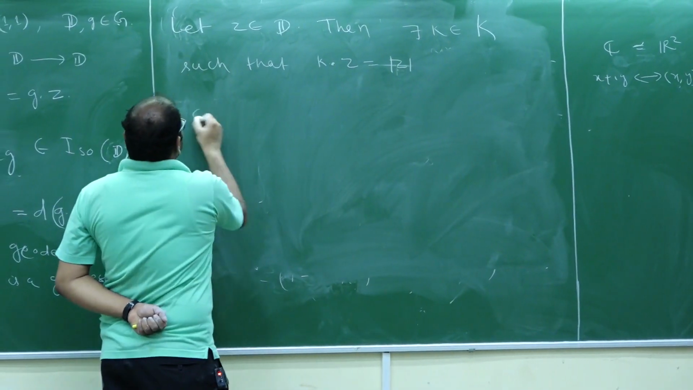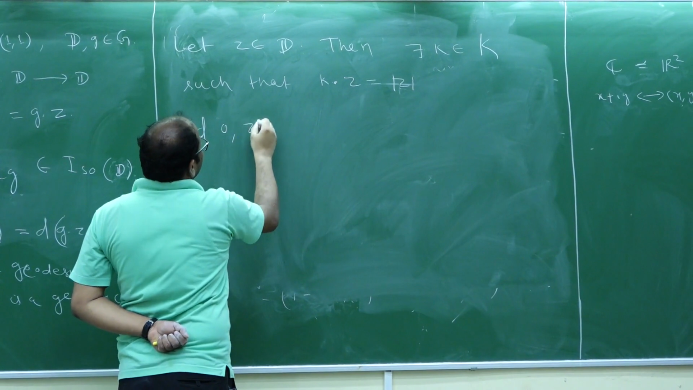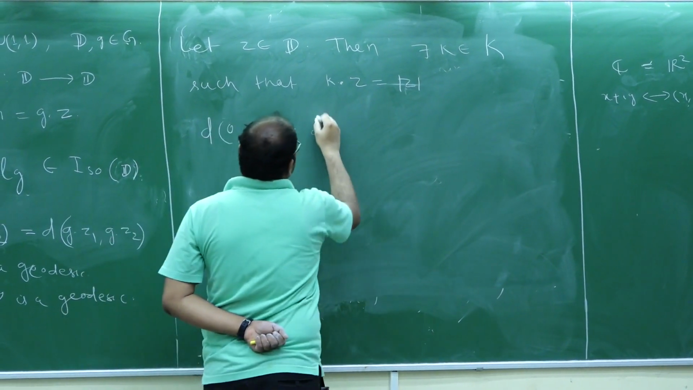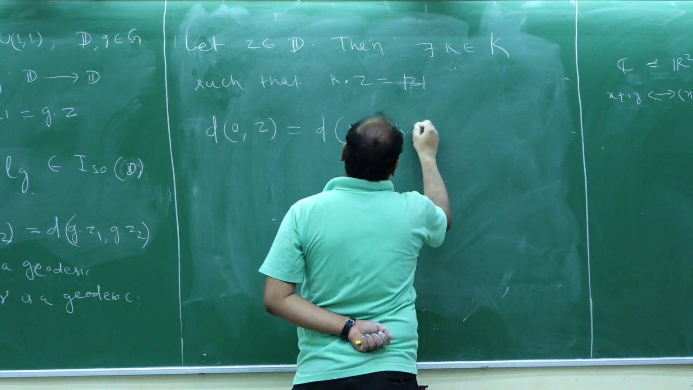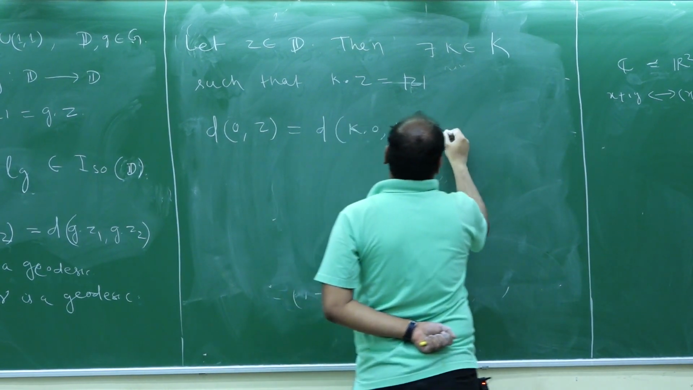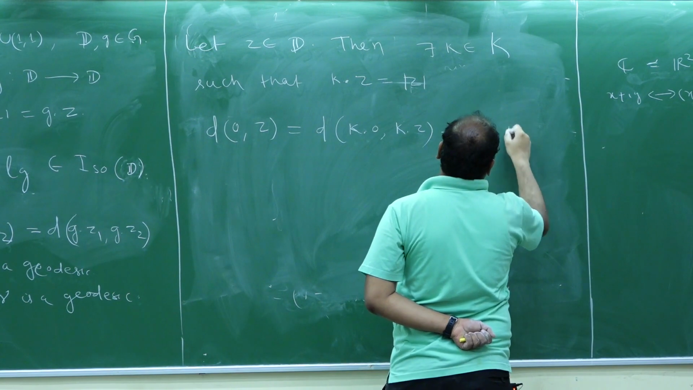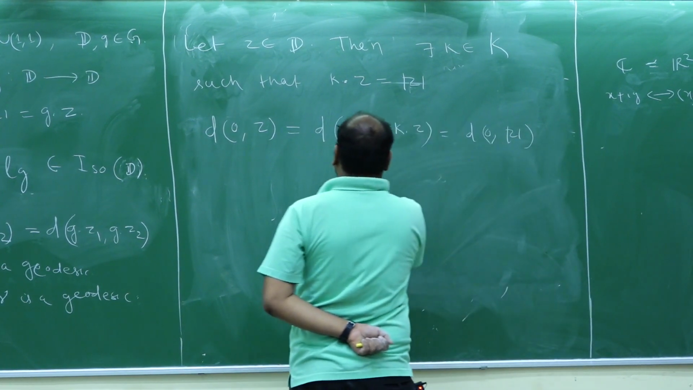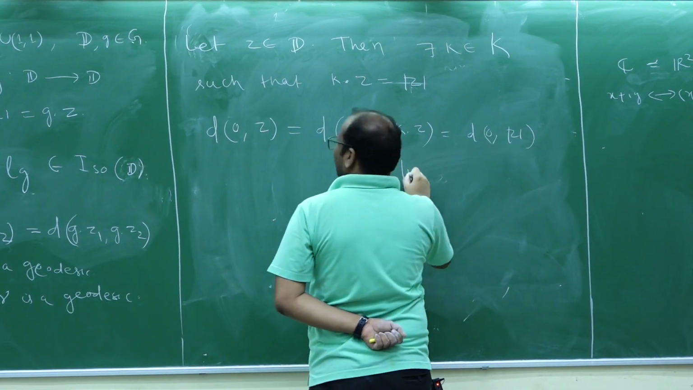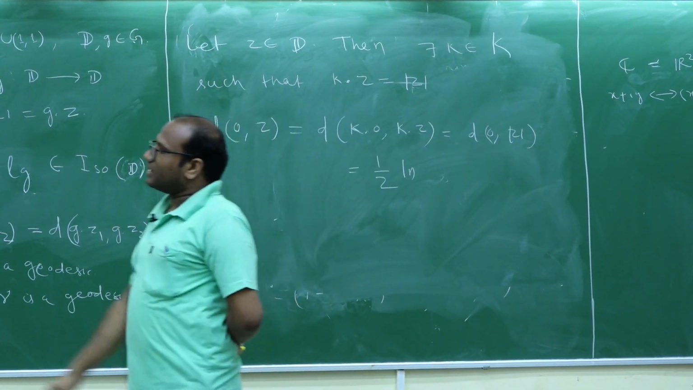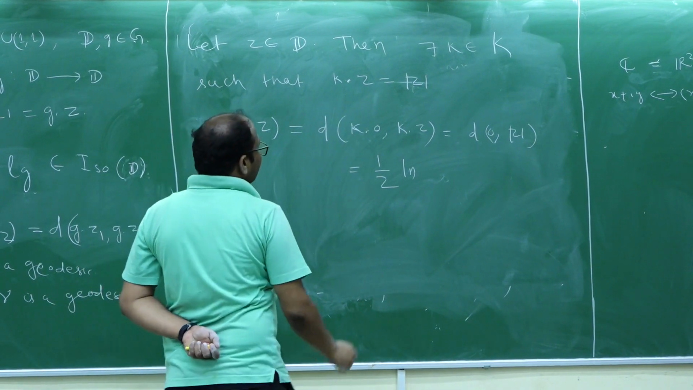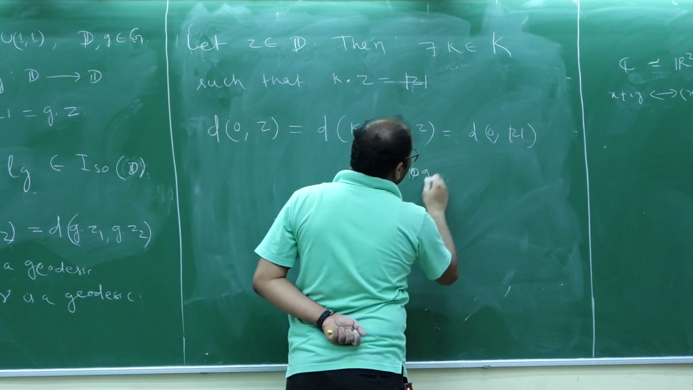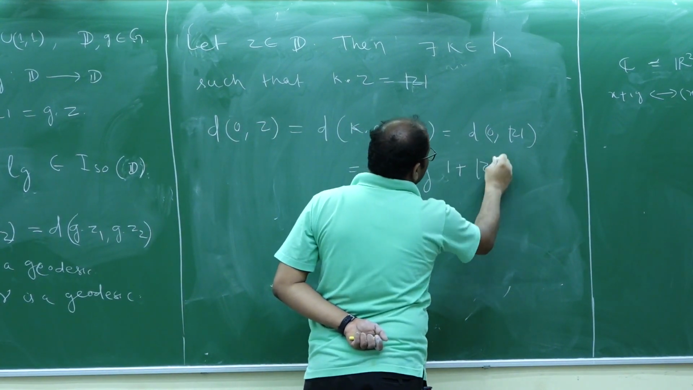Now what is this distance between 0 and J? It is the same as the distance between K dot 0 and K dot Z, and this is nothing but the distance between 0 and mod Z. And that is what? We know that the distance between 0 and R is half log of (1 plus R) over (1 minus R), so it is half log of (1 plus mod Z) over (1 minus mod Z).